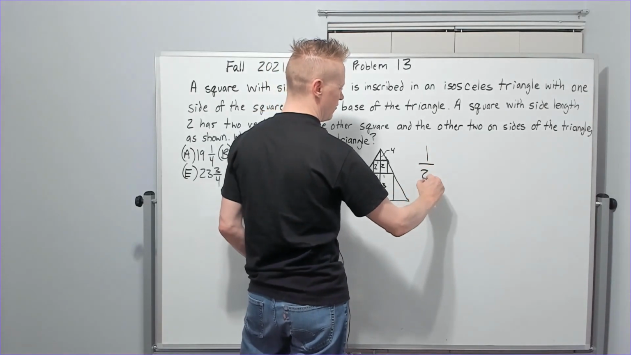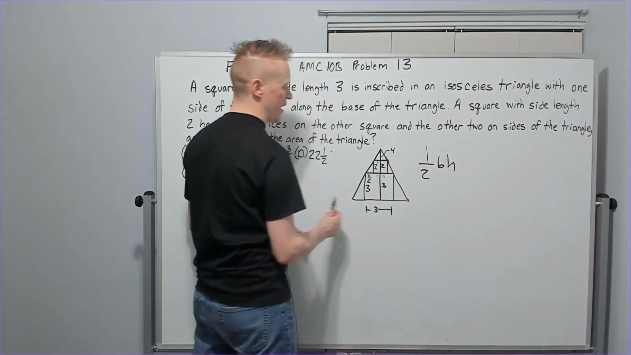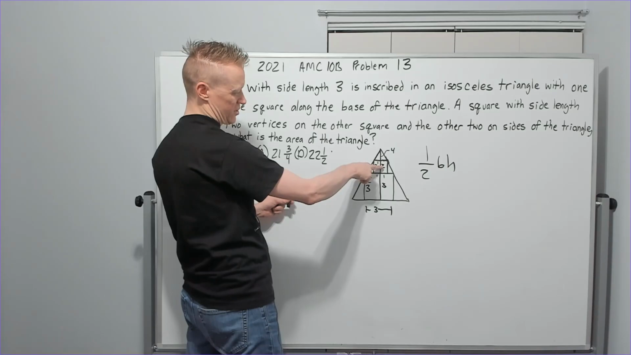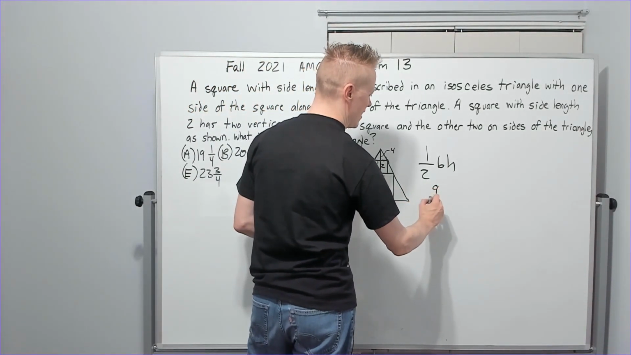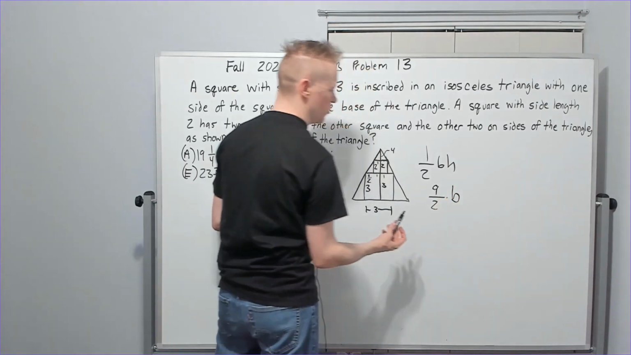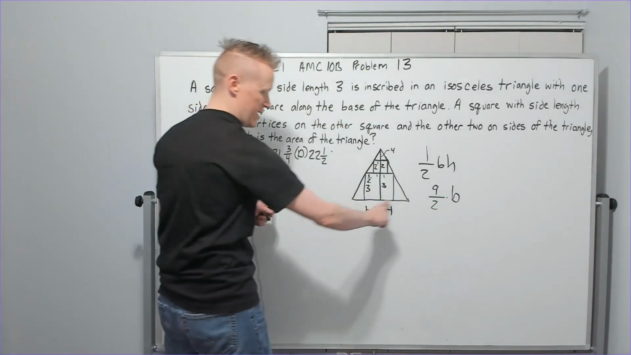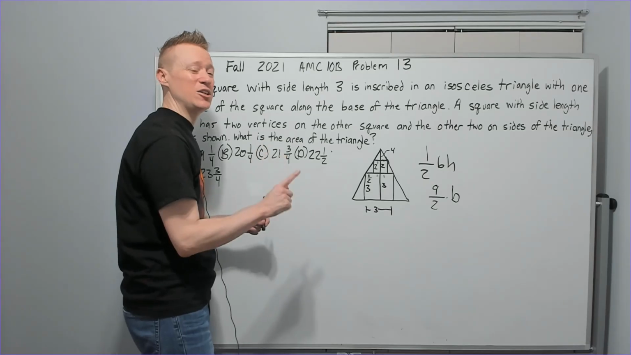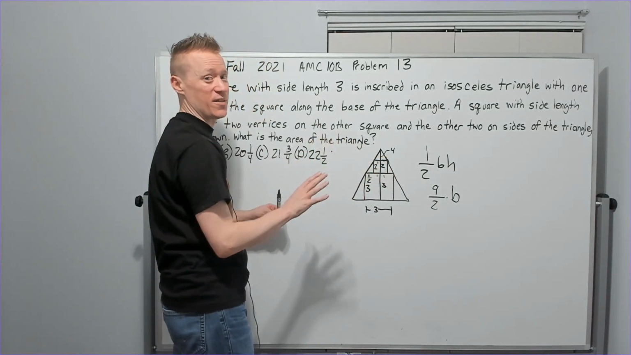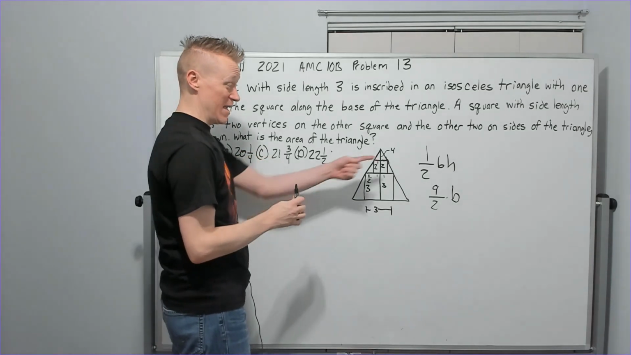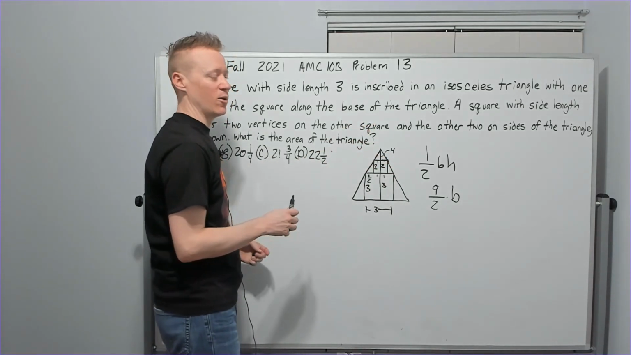I'm looking for half base times height. I currently have 4 plus 2 is 6 plus 3 is 9. So you're going to have 9 over 2 times whatever the base is. The base being the whole side length. Be careful that here you don't do half the base. We already accounted for the half. Be careful with that. Just do the full base. I've made that mistake before. That's why I'm avoiding it now.